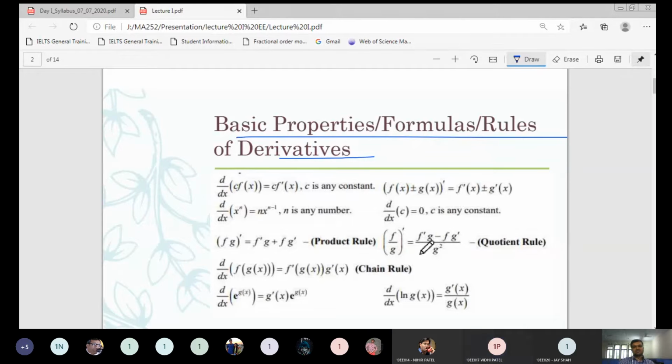Chain rule. Good one. That means the chain rule. How is it represented? If you want to find the derivative of sin 2x, you have to differentiate first sin, and then differentiate 2x. This is the chain rule. That means d/dx of f(g(x)) is equal to f'(g(x)) times g'(x). Done. Okay, second one.